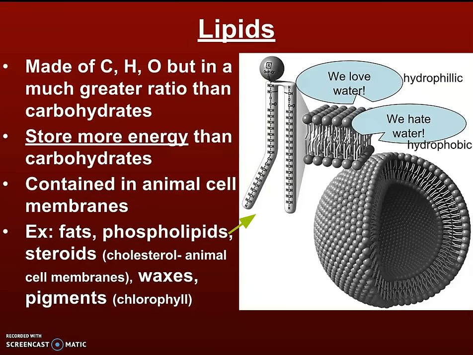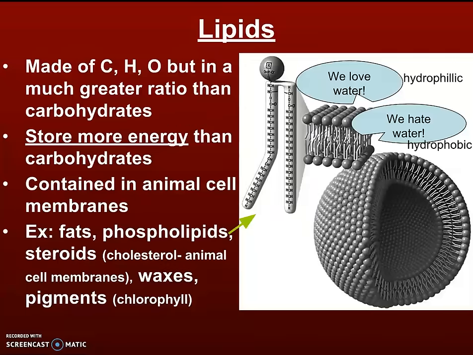So you have your page out, and your notes should kind of look like the screen here. You have some blanks to fill in your pictures. They are contained in animal cell membranes. Lipid examples are fats, phospholipids, steroids, waxes, and pigments. And so I want to start off, the focus of this page is about phospholipids.